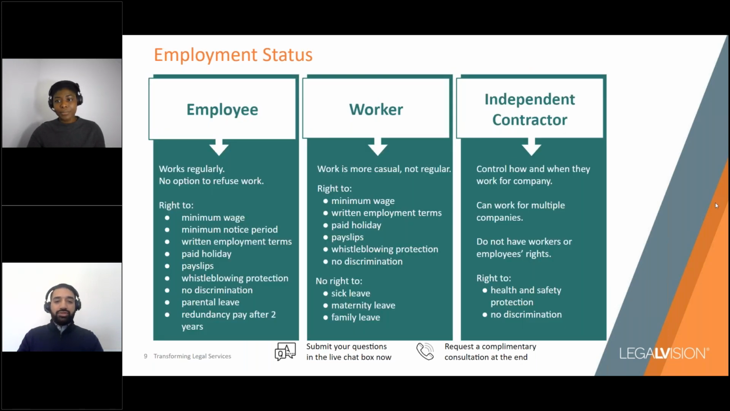Thank you, Comfort. So what we're going to look at is the different types of employment status, because what you can do as an employer is look to engage an individual as an employee, a worker, or a self-employed independent contractor. And it is important that you are able to understand the distinction between these three categories, as the core protections, rights, and also benefits don't apply to everyone across the board. And what you also want to do is ensure that you and the people doing your work are fully aware of their rights and responsibilities and your own rights and responsibilities as well as the employer.